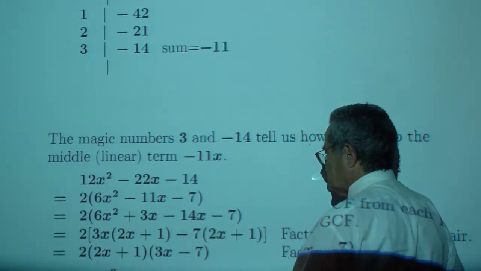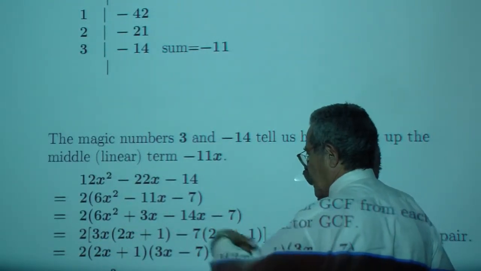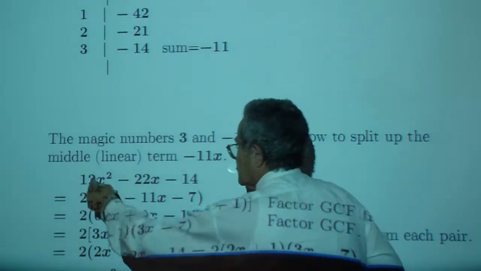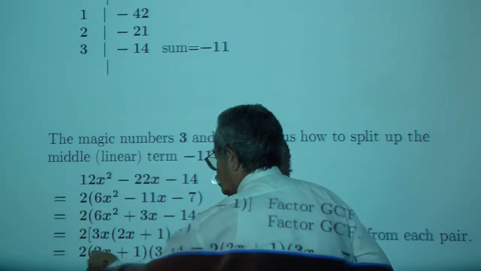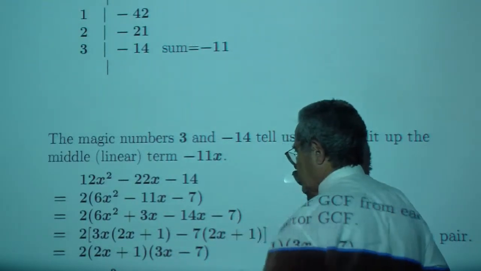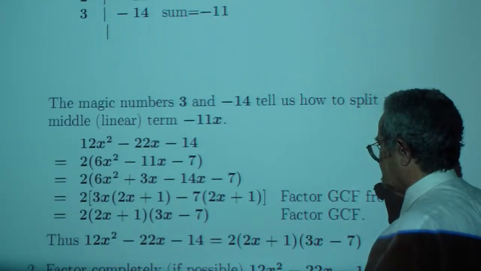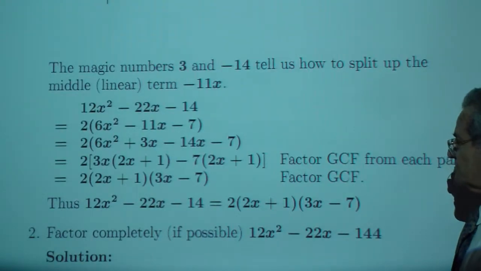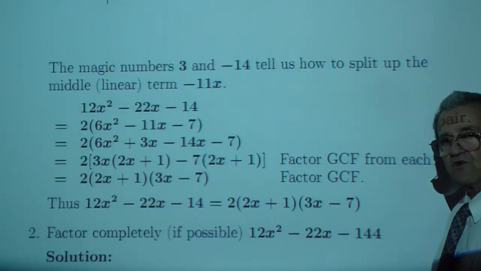Factor out the -7 to get 2x plus 1, which you can yank out. Don't forget copying this 2. And you're left with 2 times 2x plus 1 times 3x minus 7. Now, it wasn't so bad, was it?